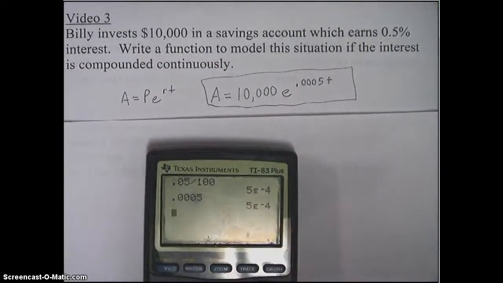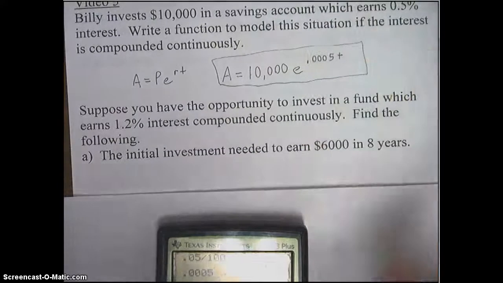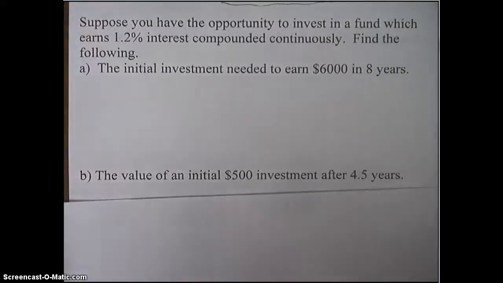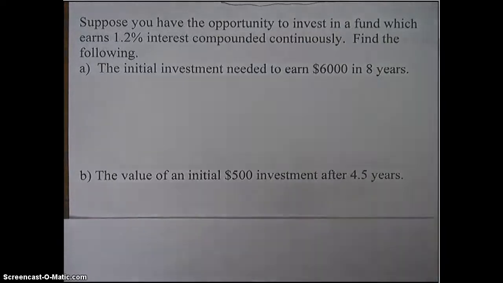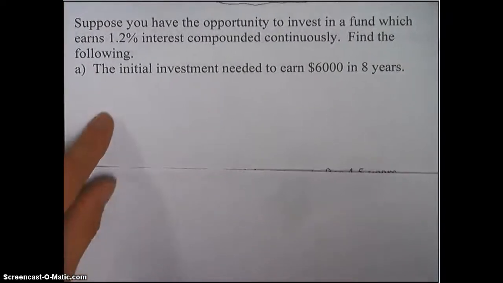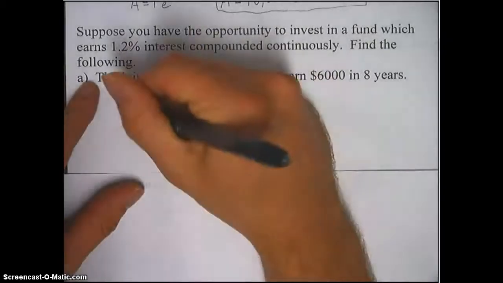Now, if we talk about solving, we are going to add some other variables in there. So let's talk about a different one. Suppose you have the opportunity to invest in a fund which earns 1.2% interest compounded continuously. Find the following. A, the initial investment needed to earn $6,000 in 8 years, and B, the value of an initial $500 investment after 4.5 years. Well, let's start with A. All right, so that means that my A is 6,000.